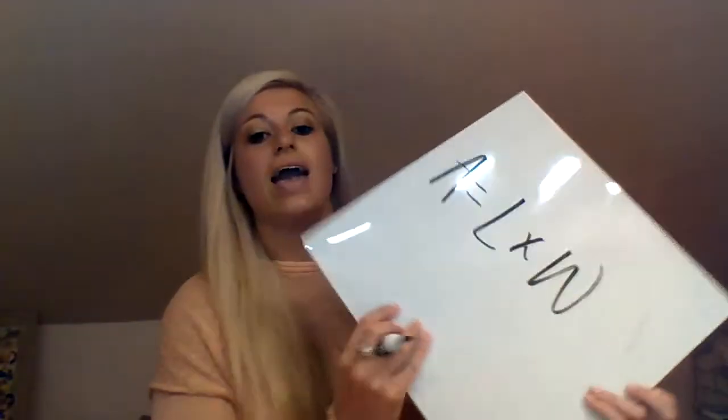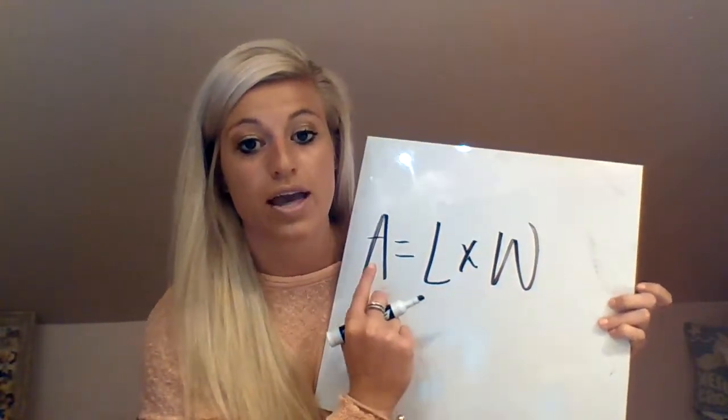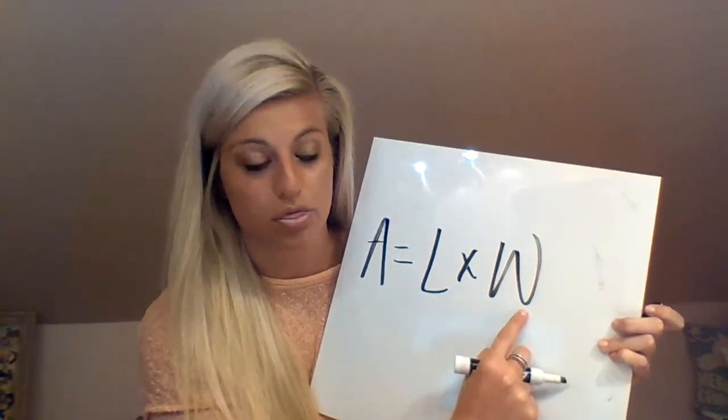It says a garden is 3 feet long and 10 feet wide. What is the area of the garden? So we're going to use the variables A equals L times W. So let's think about what all of our variables stand for. A stands for area. Area equals length times width.